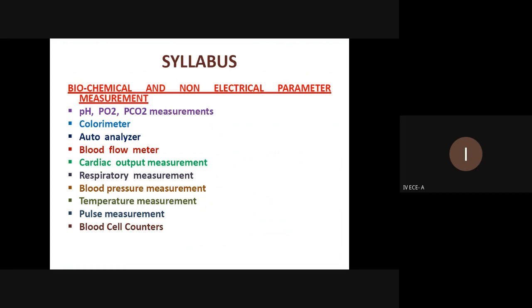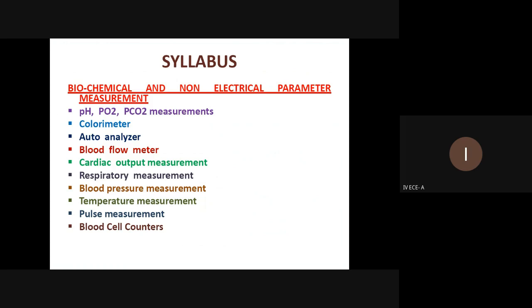So actually what is meant by pH measurement? In our body, the chemical balance can be determined by pH value of blood and other body fluids. That is, pH is defined as hydrogen ion concentration of a fluid. It is a logarithm of the reciprocal of hydrogen ion concentration. So that is pH measurement.